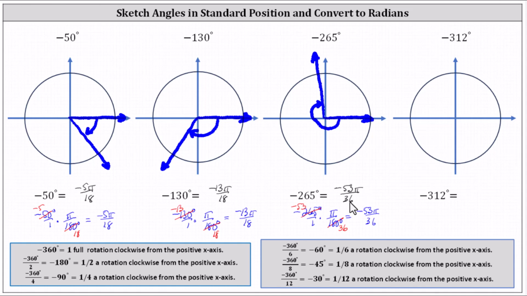And for the last angle, we have negative 312 degrees. The initial side is along the positive x-axis. We rotate clockwise 312 degrees. We know 3/4 of a rotation clockwise would be negative 270 degrees. We need to rotate another 42 degrees clockwise, which would be approximately here.